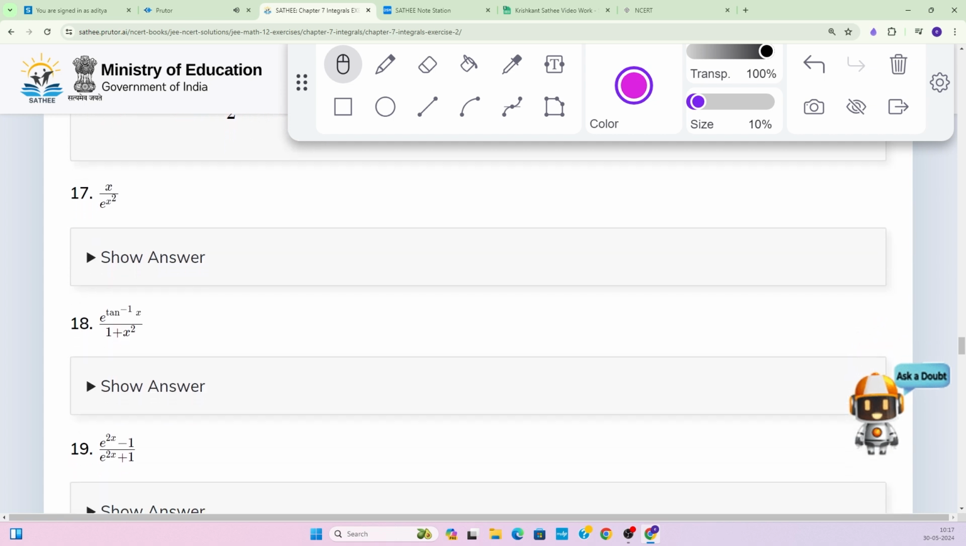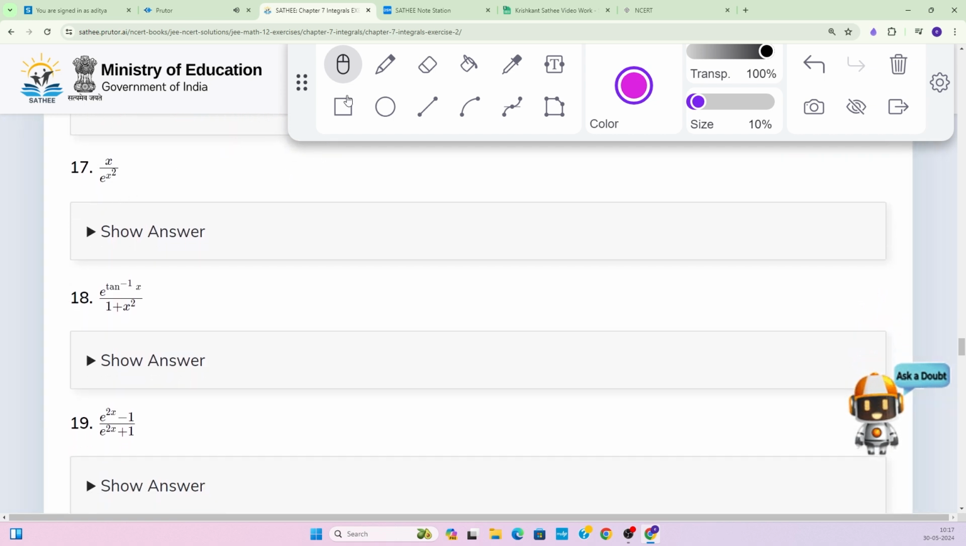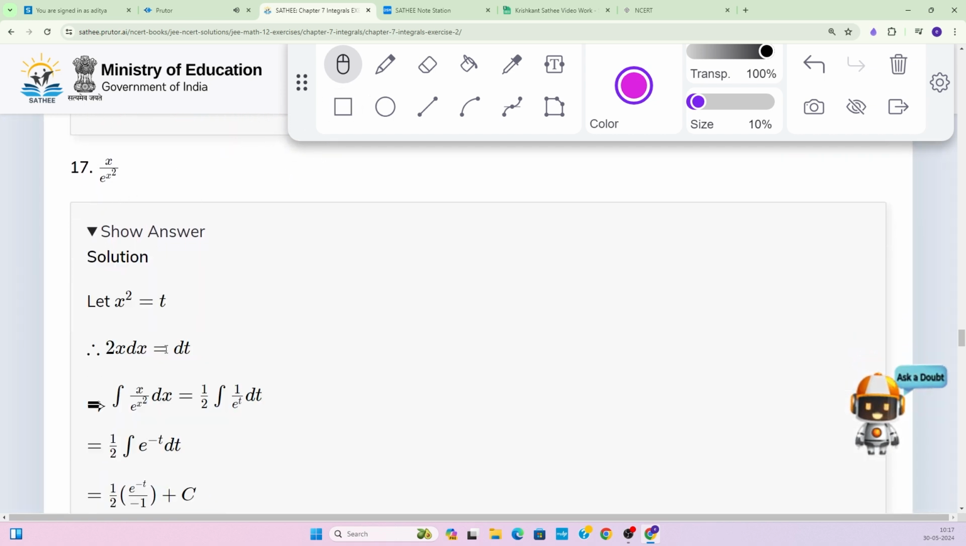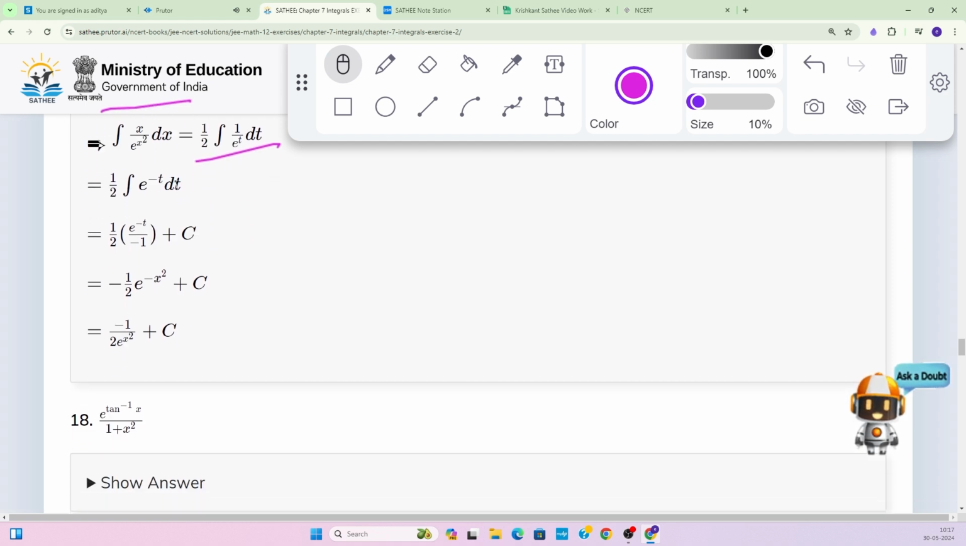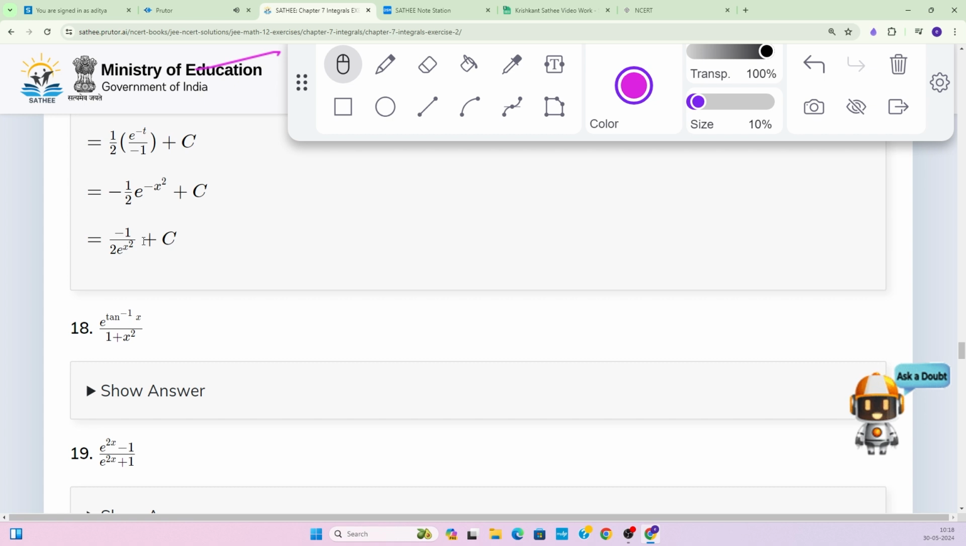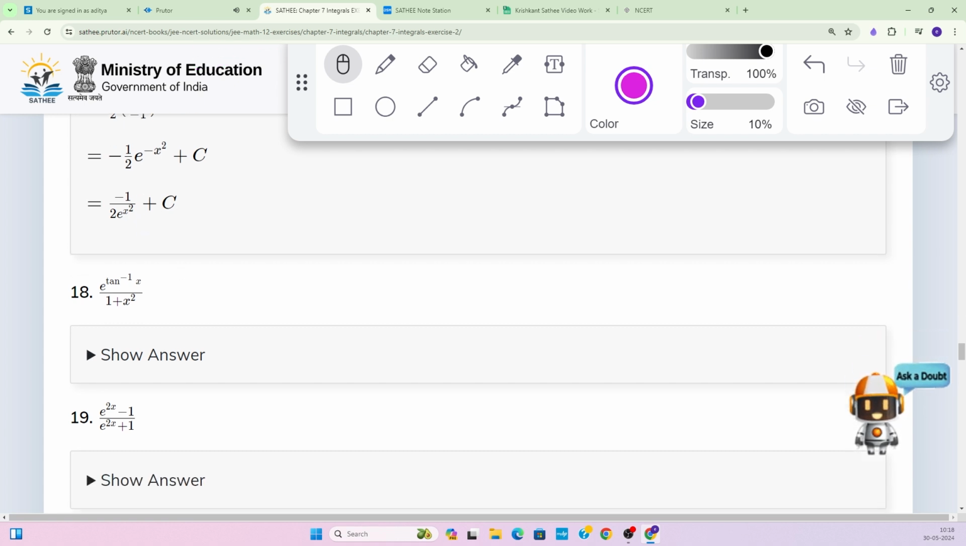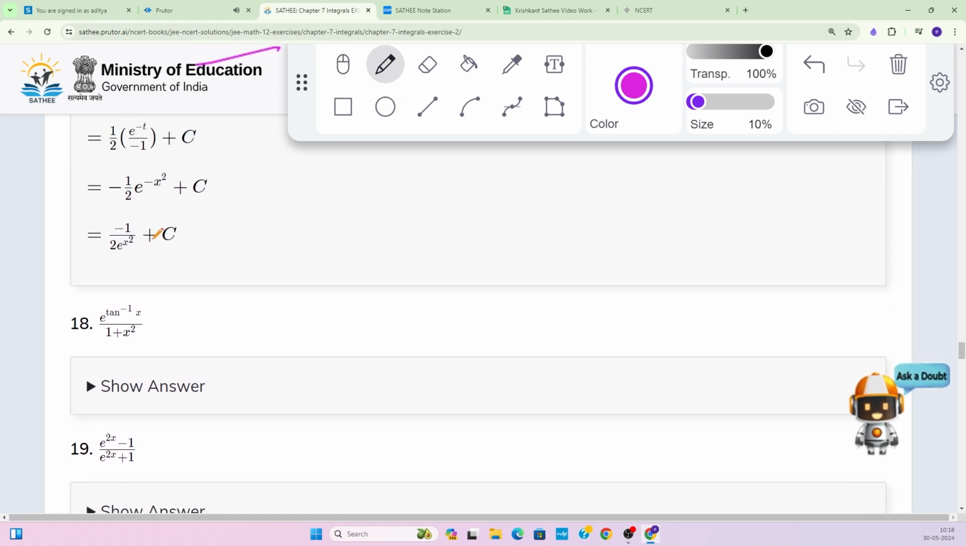Okay, now 17th problem, x by e power x square. After taking x square equals t, you will have dt equals 2x dx. This gives you the simplified version of the integration, which is half of the integration of 1 by e power t dt. This means half of the integration of e power minus t dt. This means half of e power minus t divided by minus 1 plus some constant. This means minus half of e power minus x square plus some constant will be your final answer.